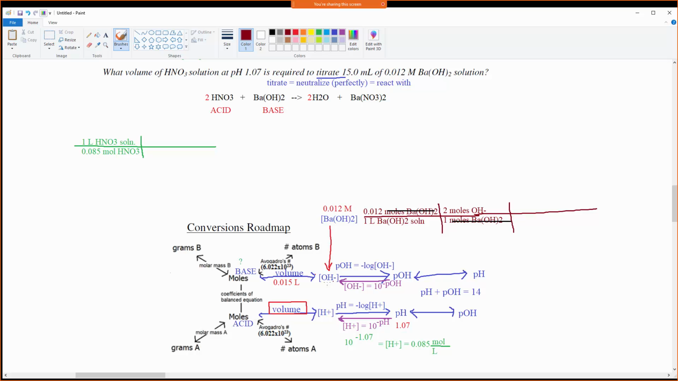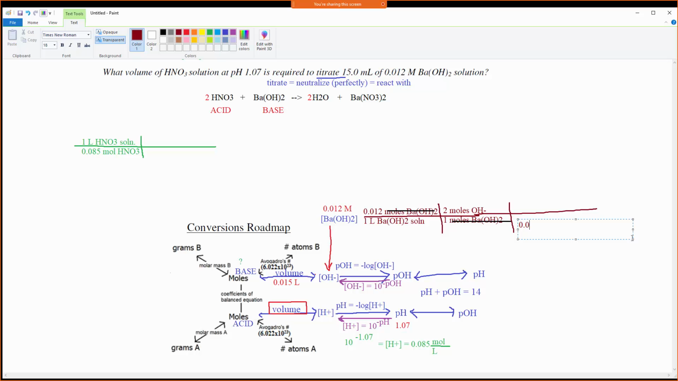Now I still have my OH concentration, instead of my barium hydroxide concentration, right? Divide by 0.015 liters of my hydroxide solution.